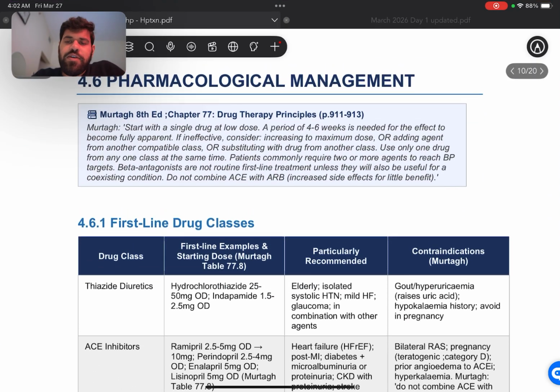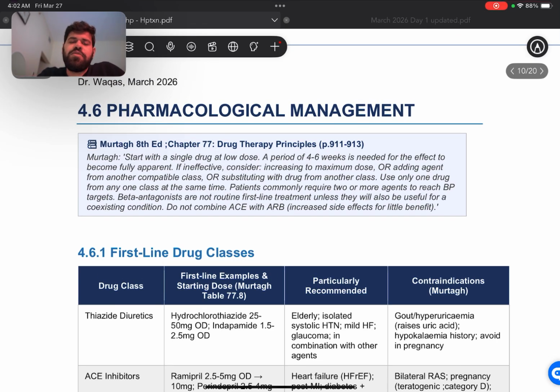Now, moving on to pharmacological management, we always start with a single drug at low dose, and a period of 4 to 6 weeks is needed for the effect to become fully apparent. All right, so 1 month, 1.5 months, is essential for that. If ineffective, we consider increasing to the maximum dose, adding a different agent from another compatible class, or substituting with a drug from another class. Use only one drug from any one class at the same time. So we can't give them, let's say, captopril and ramipril, or atenolol and another beta blocker. We can't give them verapamil and diltiazem at the same time because both are in the same class.